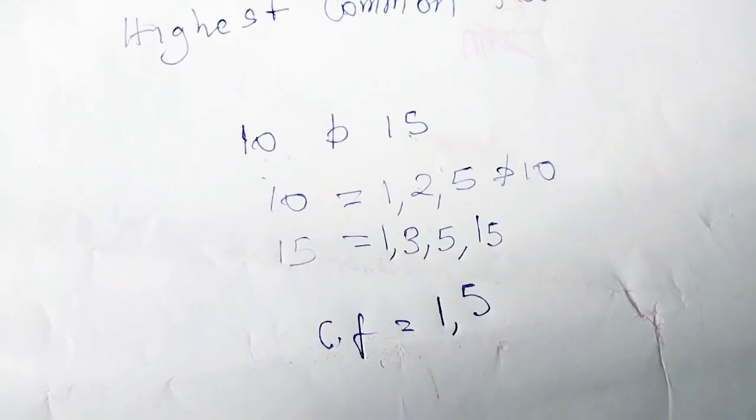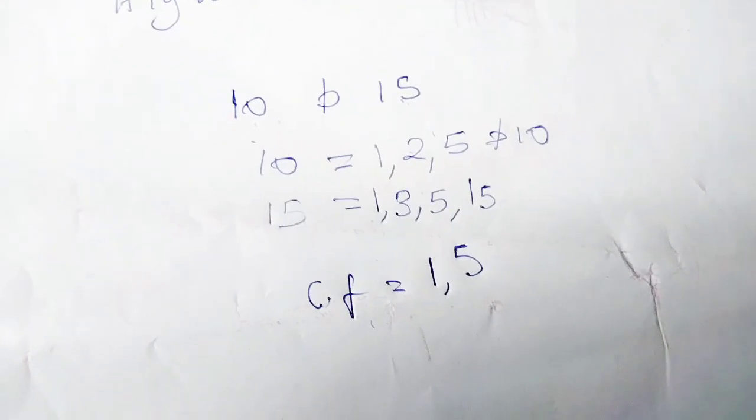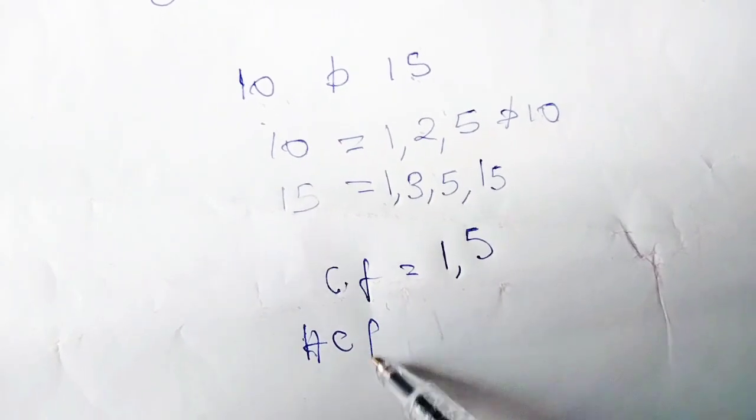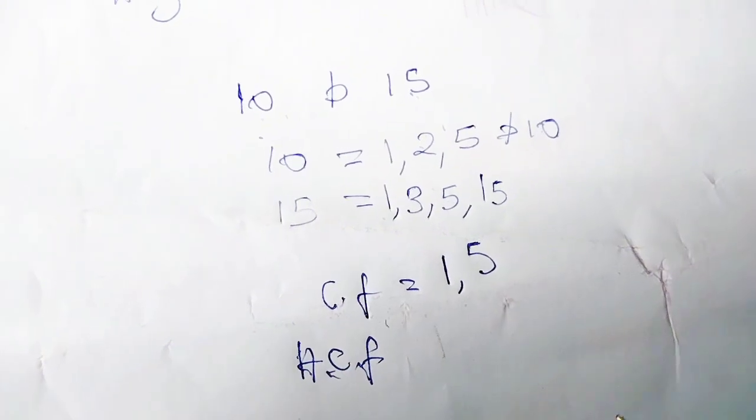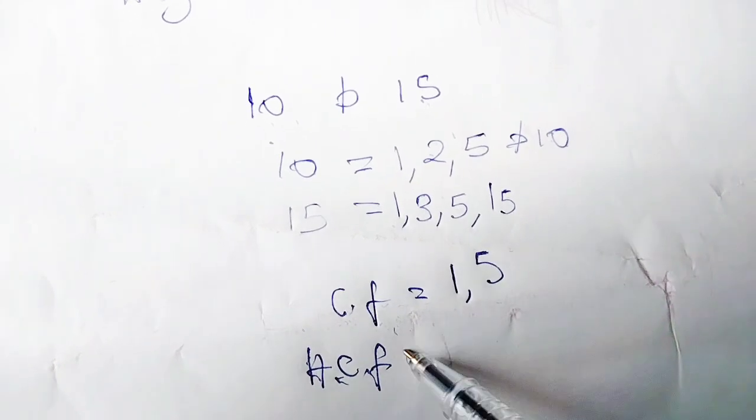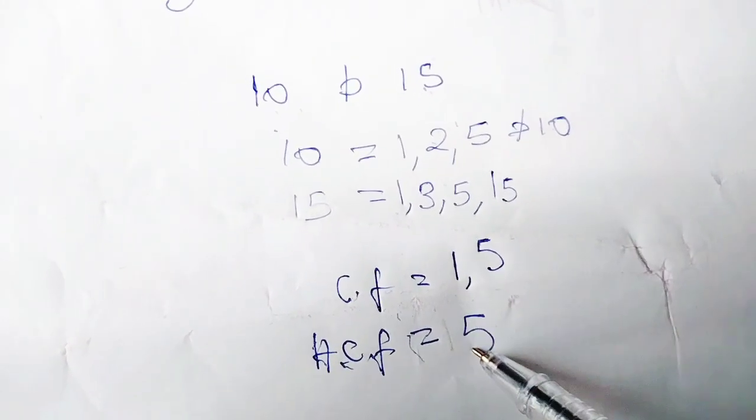Having found the common factors within 10 and 15, the highest common factor is the number that is the highest among the common factors of 10 and 15, which is 5. HCF of 10 and 15 is 5.